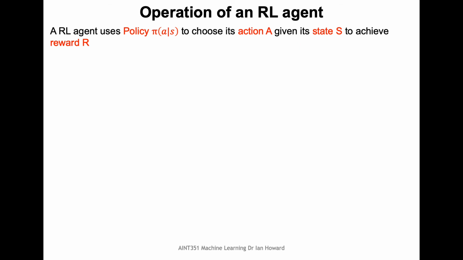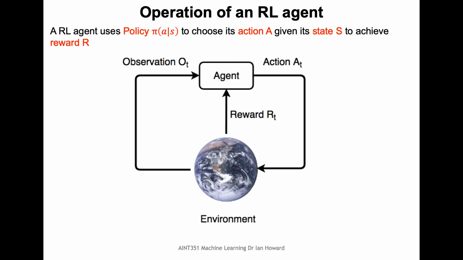So here are some slightly more well-defined definitions. A reinforcement agent will use a policy. That's represented in this form, pi a given s. It's basically saying, in a general sense, the probability of an action. What's the probability of an action given the state? And this policy lets us choose the action given a state, right?